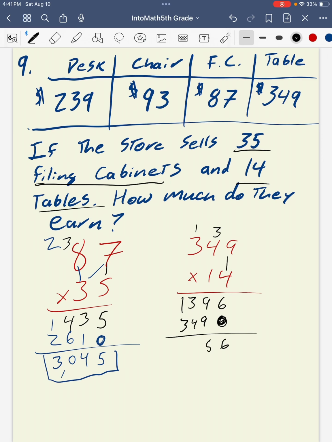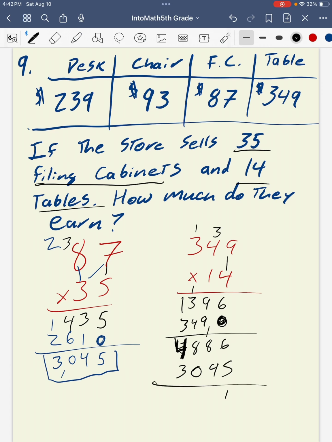Add those all up. 6 plus 0 is 6, 9 plus 9 is 18, carry my 1. 1 plus 3 is 4, plus an additional 4 makes it 8, and 1 plus 3 is 4. I'm not sure why I wrote a 3, but we all make mistakes. Now I add up $4,886 for the tables plus $3,045 for the filing cabinets.